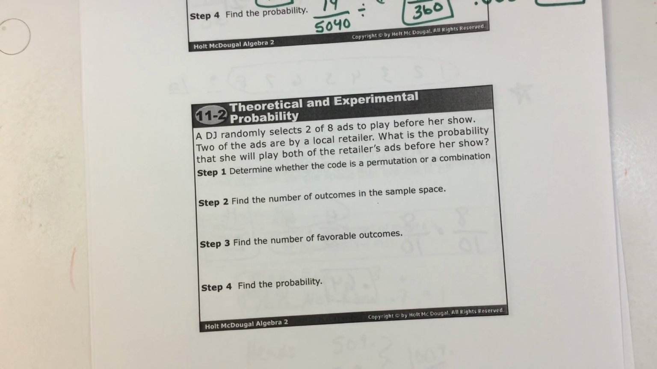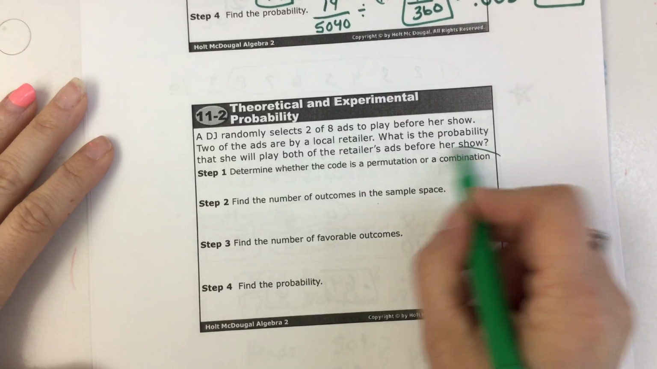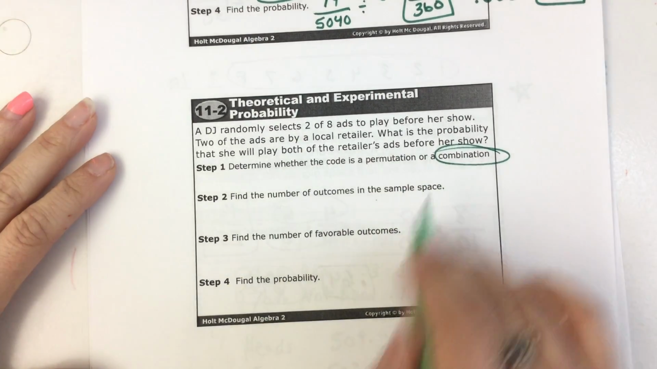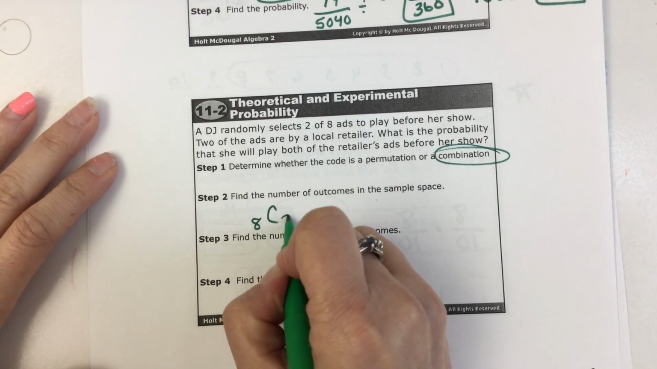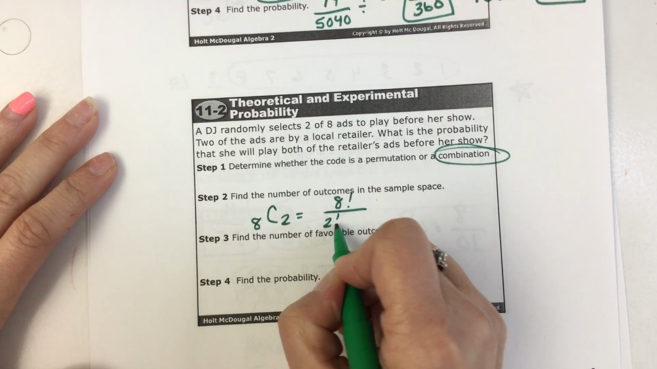A DJ randomly selects 2 of 8 ads to play before her show. 2 of the ads are by a local retailer. What is the probability that she will play both of the retailer's ads before her show? Okay, so this is a combination. There's not like an award for being played first or second. So it's a combination. There are 8 ads. She's selecting 2. So combination 8 goes on the top, 2 goes on the bottom.